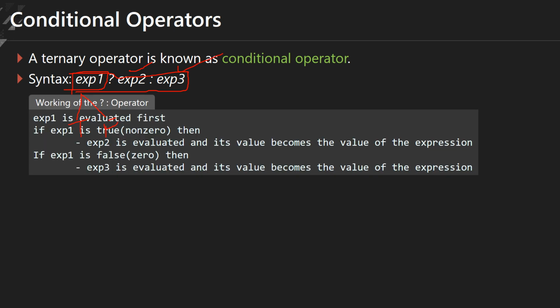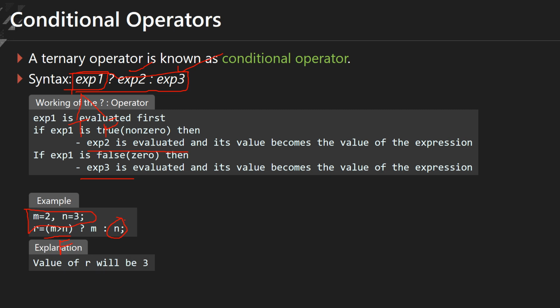Look at this, right? Expression 1 is evaluated first. If expression 1 is true, non-zero, then expression 2 is evaluated. If expression 1 is false, expression 3 is executed. Look at that. So m is equal to 2, n is equal to 3, r is equal to m greater than n. When it is tested, obviously m is less than n. In this case, it becomes false. As per our explanation, the n value will get printed, right?